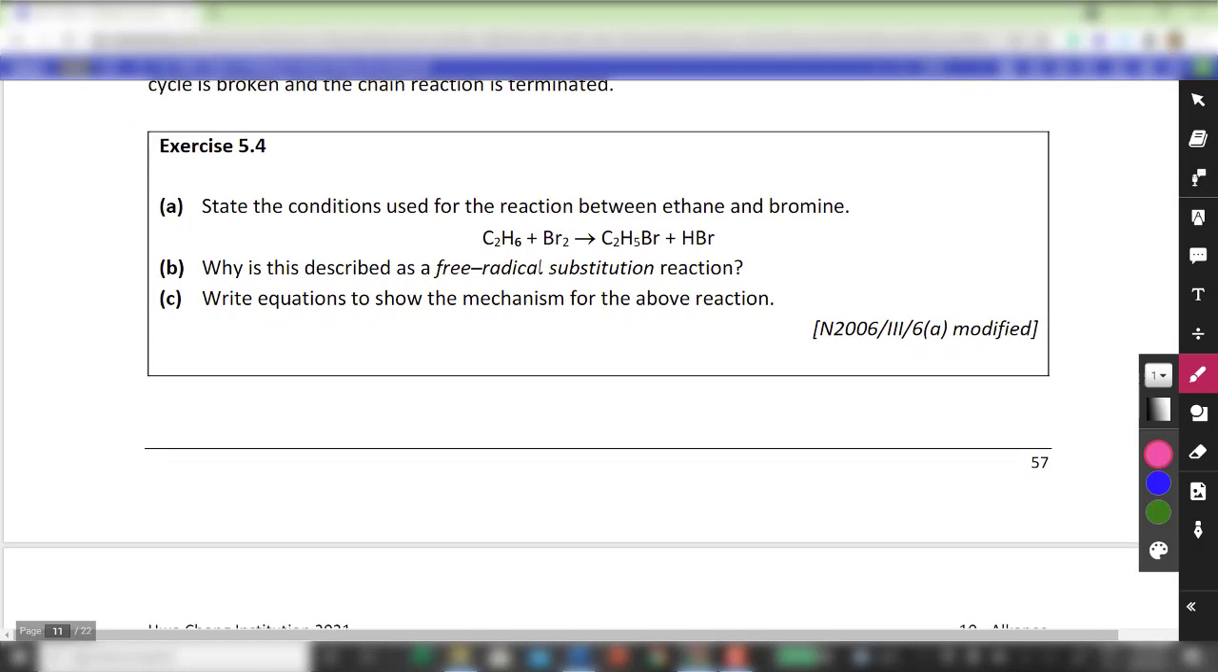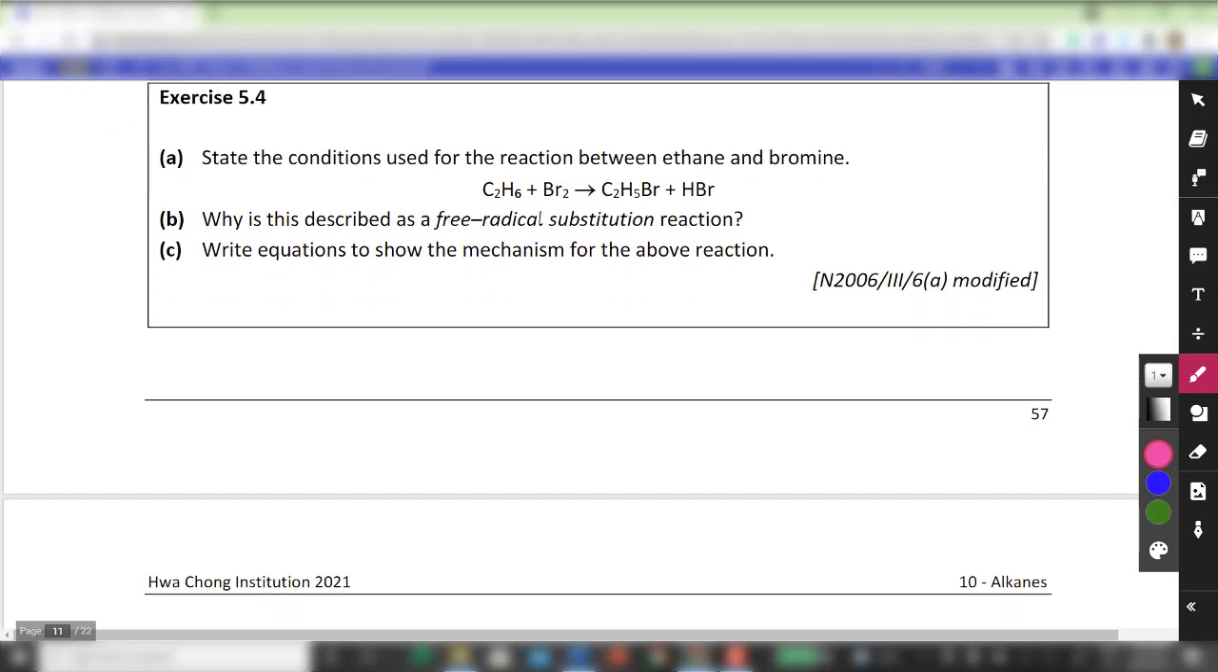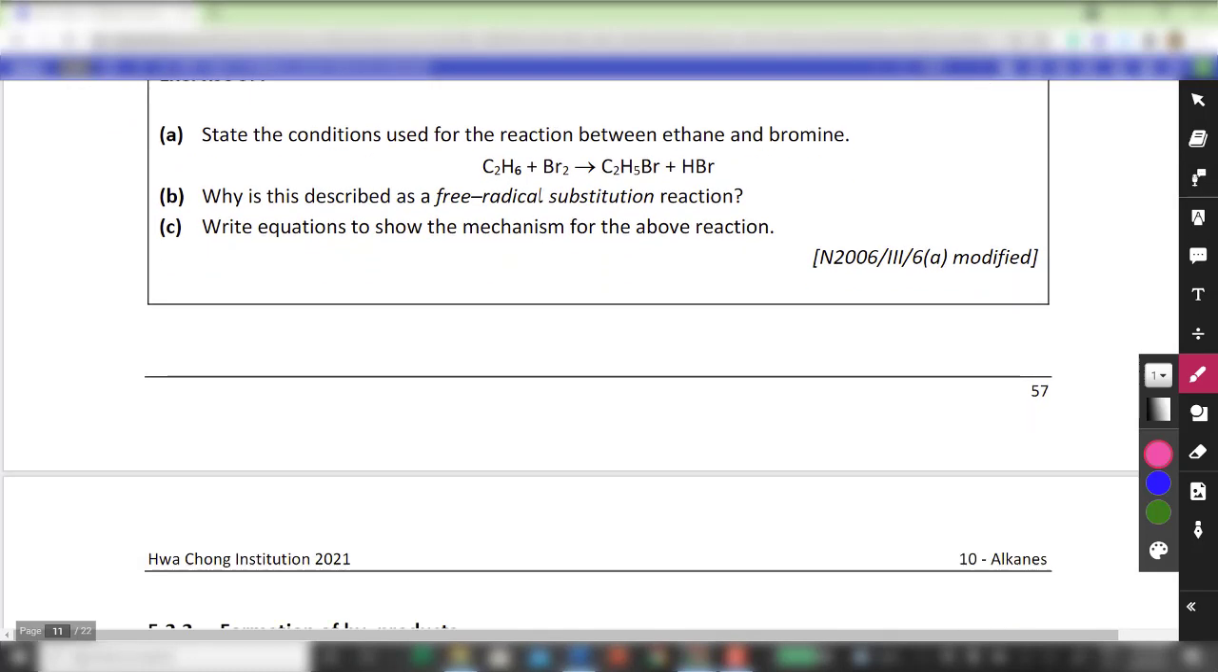Okay, so write equations to show the mechanism of the above reaction. So again, it should be pretty straightforward. I think the first step we need is the initiation. There isn't much space, so I will just try to use whatever space I have. For initiation, I will have bromine coming together. Usually we represent UV with h nu. So that's 2 Br radicals.